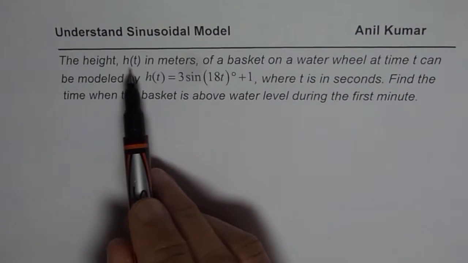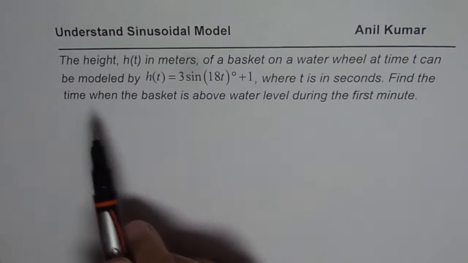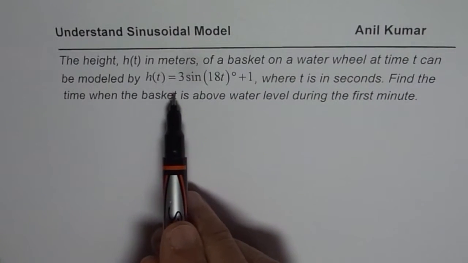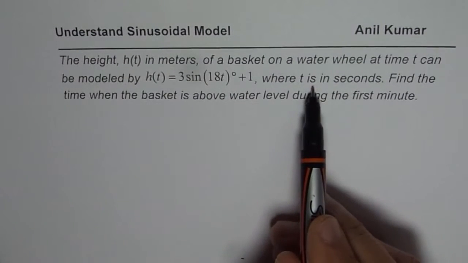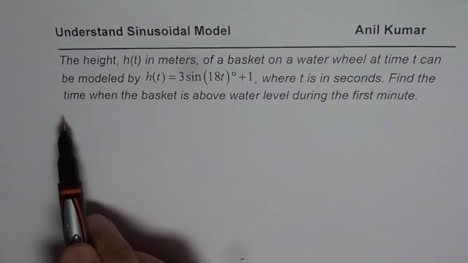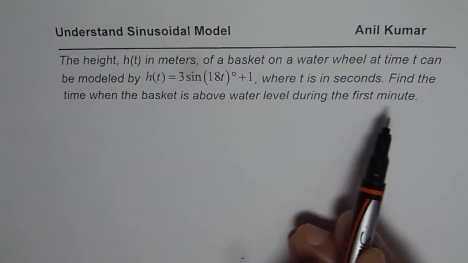The height h of t in meters of a basket on a water wheel at time t can be modeled by h of t equals 3 sine 18t plus 1, where t is in seconds. Find the time when the basket is above water level during the first minute.